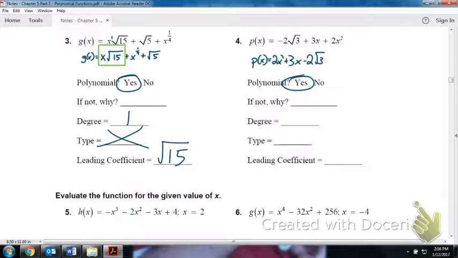And if you want to take a second to pause, just fill out the rest. That would be a great idea. But here we go. If not, why? Don't need to talk about that. Highest degree, 2. That is the highest exponent right there. Type. This one, the highest one is a squared, so this one is a quadratic. We've been talking about these already. Quadratic. And the leading coefficient is 2, because that is the number in front of the highest degree.